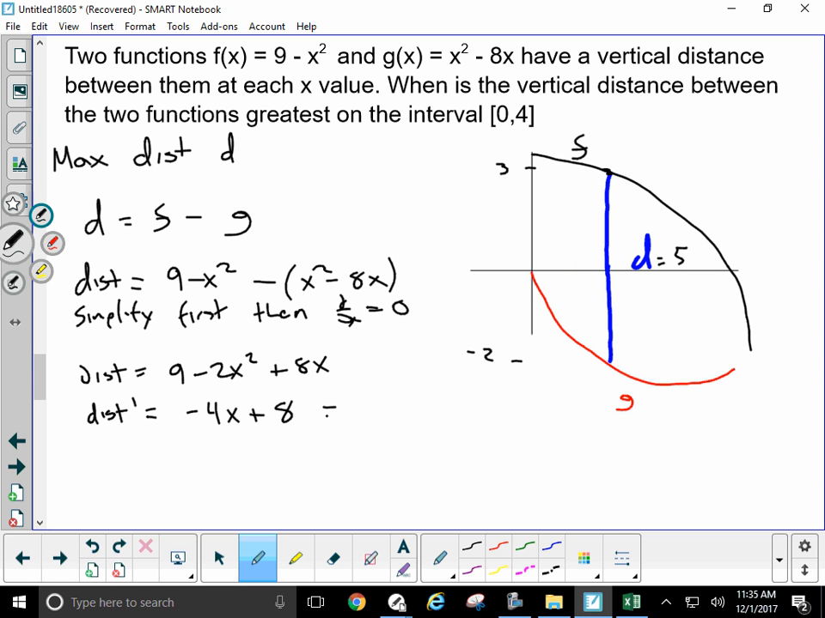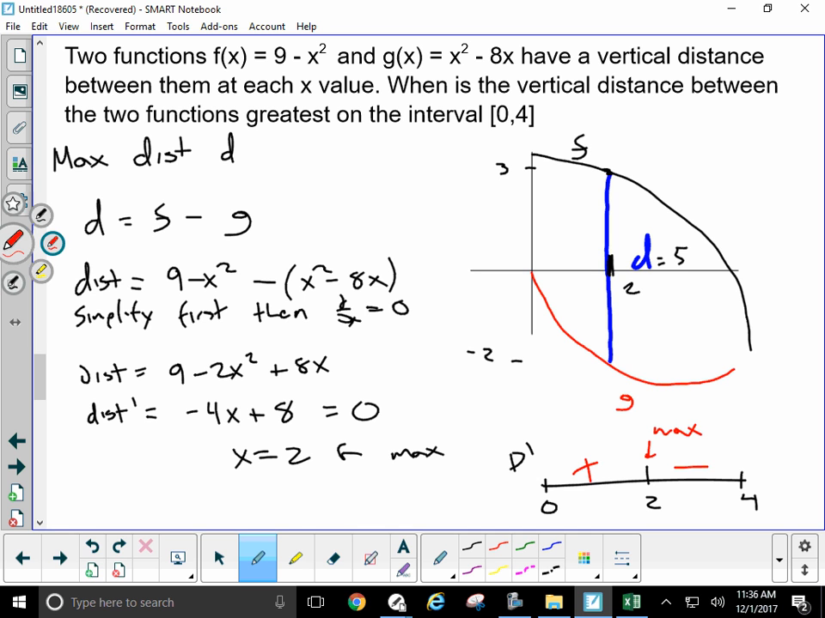I set that equal to 0. I can solve that very, very quickly and easily. X equals 2. I'm going to go ahead and assume that when x is 2, that's going to be my max distance. And that would be a correct assumption, but I should probably check this d prime around 2 from 0 to 4. Maybe it's at an endpoint. I plug in 1, I get a positive. I plug in 3, I get a negative. This must be the max. So no, I do not have to check my endpoints.